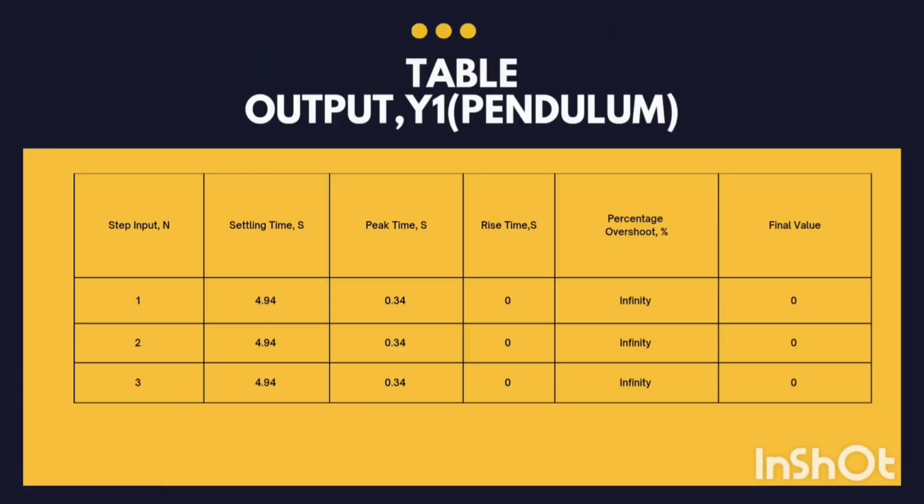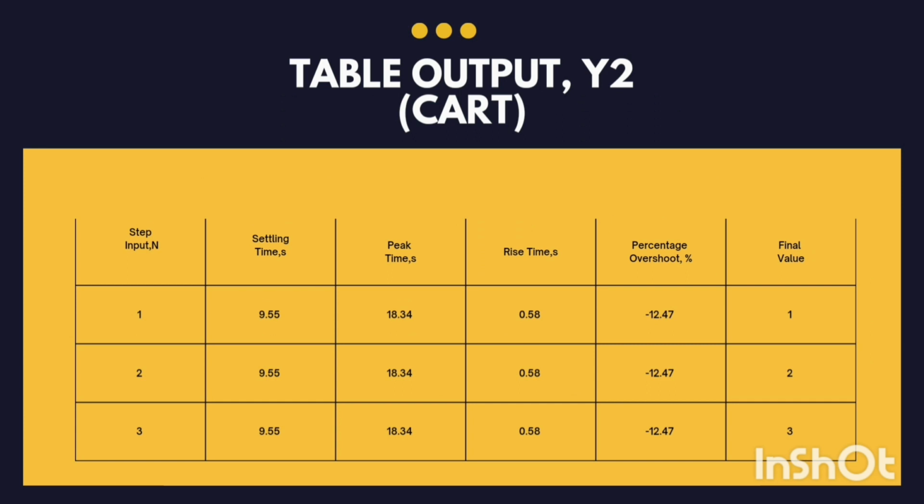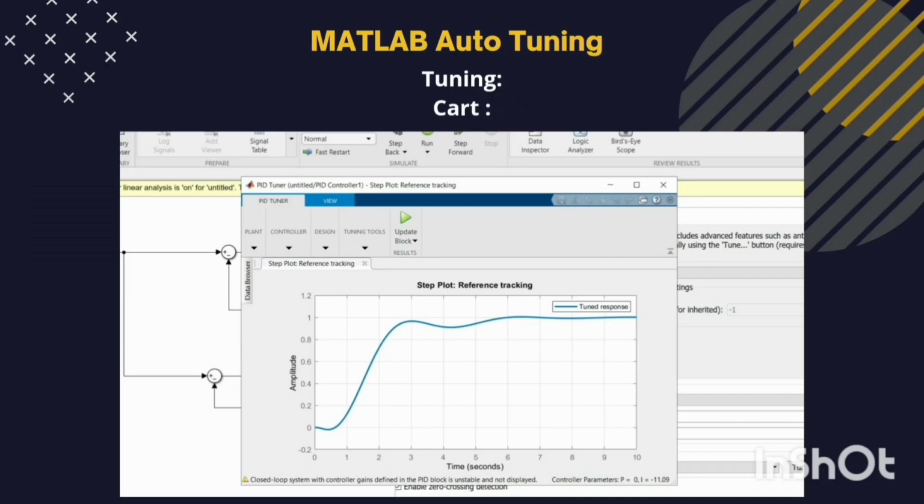Referring to the graph, we could be able to analyze the output of step input, settling time, peak time, rise time, percentage overshoot, and final value.